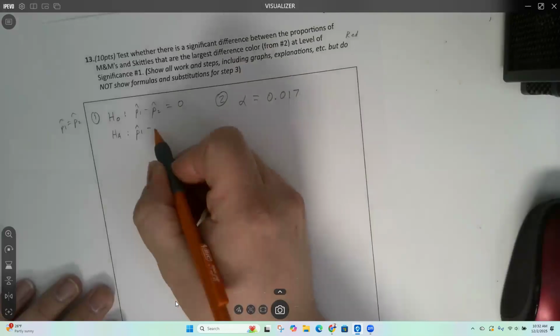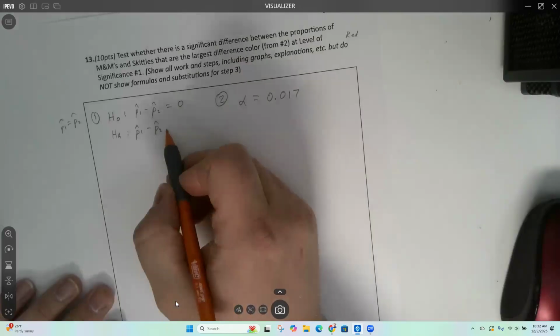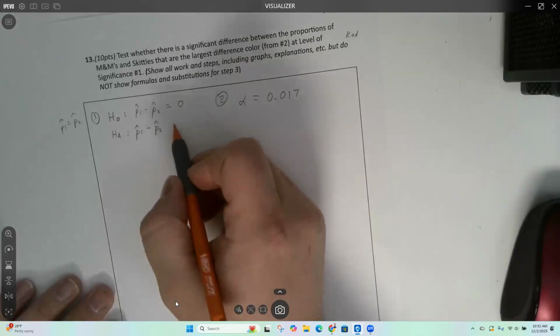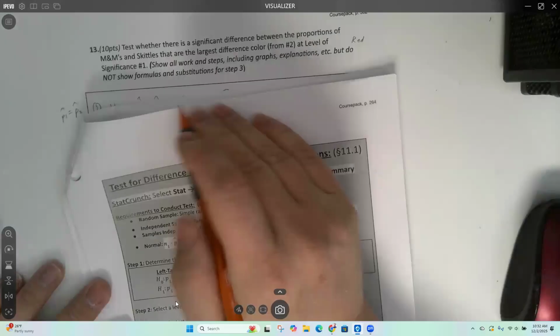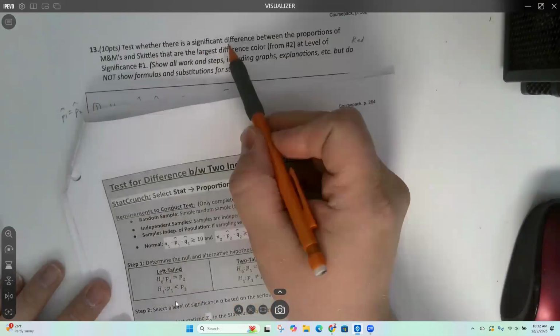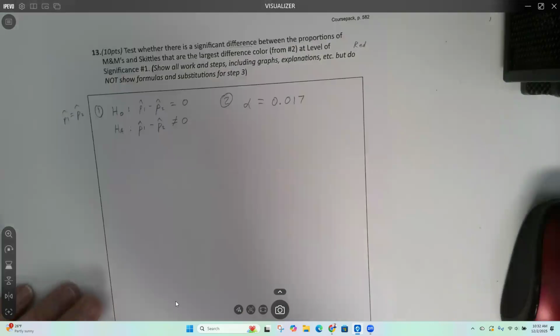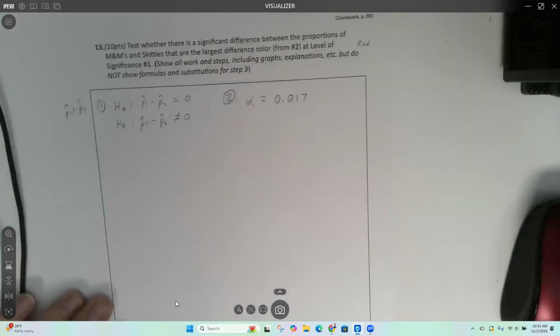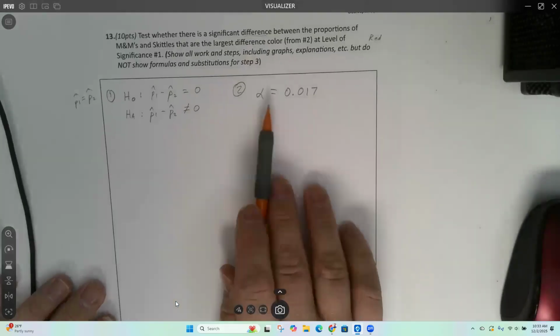This part, though, does matter. If you write it like this, you need to make sure you put the greater than, less than in the right direction. Now, for me, I'm testing not whether M&Ms is higher or Skittles is higher. I'm just seeing if they're different, which means I'm doing a two-tailed test. So it doesn't matter which order these are in. Anyway, now that I have that, I've got my alpha already.